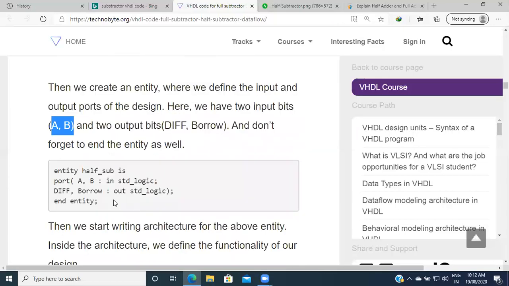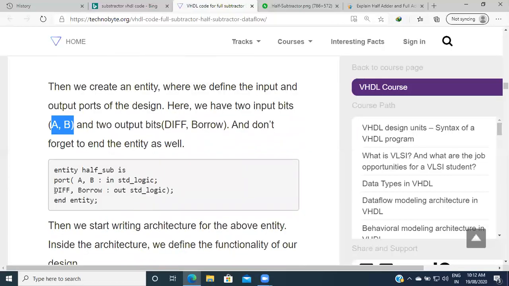At the output side we are defining DIFF. DIFF is the difference, and the second bit is the borrow. And don't forget to end the entity as well. When we are writing the end of the entity, the declaration starts at the time where we have to write the end of this part.